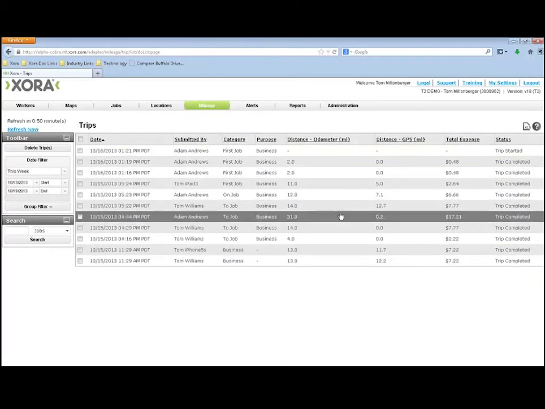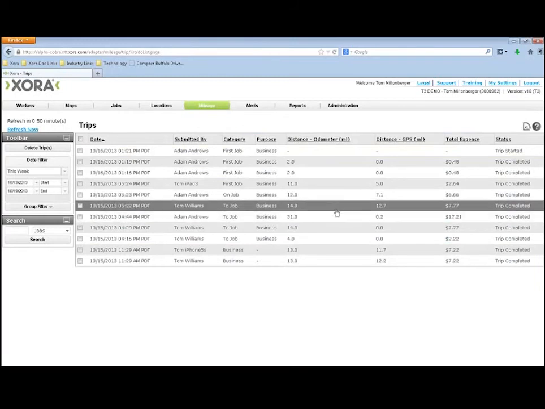The odometer miles, so basically it took the start and the end odometer that was entered by the worker and subtracted those, so that's the overall distance based on the odometer. And then we can also compare that to the GPS miles.